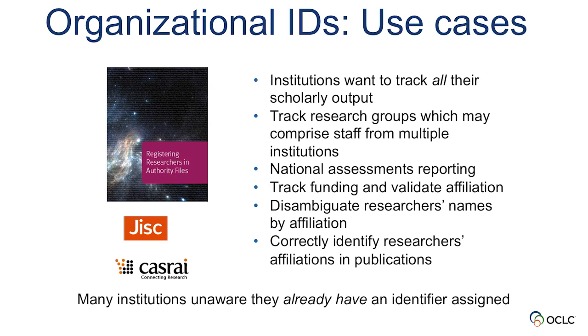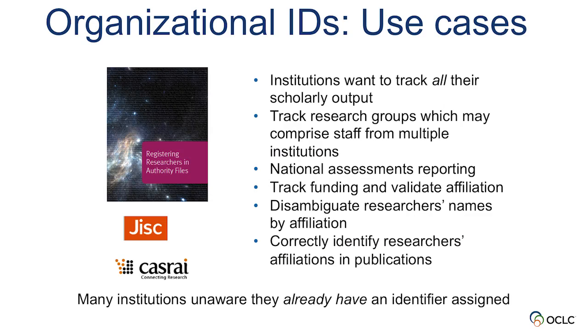So we started a new group, started September of 2014, and one of the first tasks was, well, what are the use cases? So yes, institutions want to track all of their scholarly output. They want to track their research groups, which may comprise staff from multiple institutions, including theirs. For some members, like in Australia and Europe, national assessments reporting is really important for them because they get national funding depending on their ranking. So we don't have that yet, at least in the US. But we do want to track funding. We want to be able to validate affiliation. And as I mentioned before, disambiguating names is really important. But you also want to correctly identify those researchers' affiliations in the various publications.